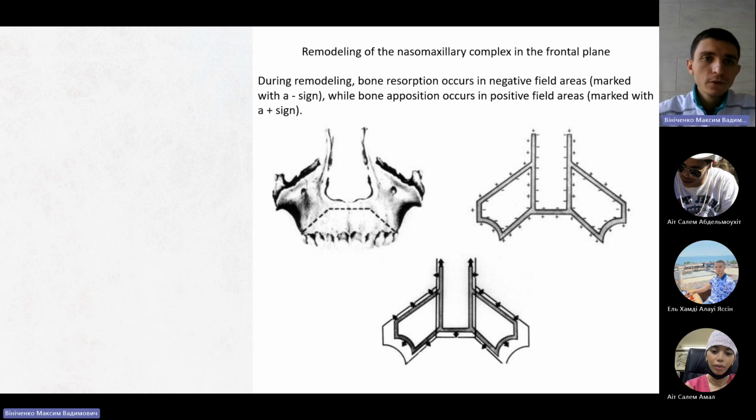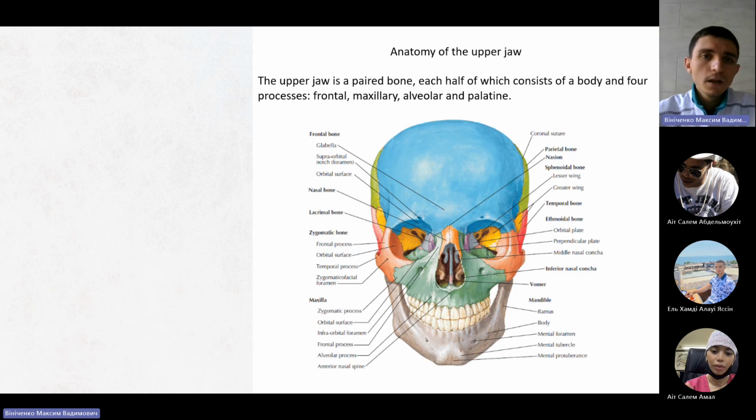So we saw the growth of the nasomaxillary complex in the frontal plane. When somebody asks us what is the shape of the growing of the maxillary complex, we say that it is a V-type. So we call that the growing of the maxillary complex a V-type. It seems like a V.